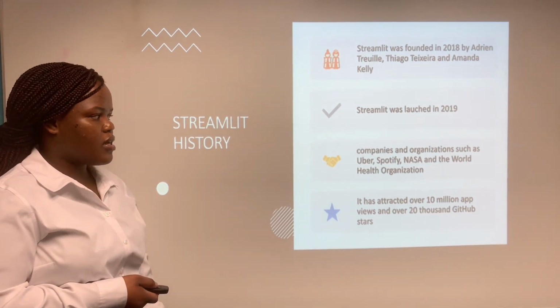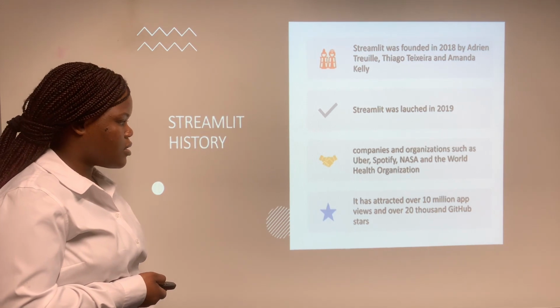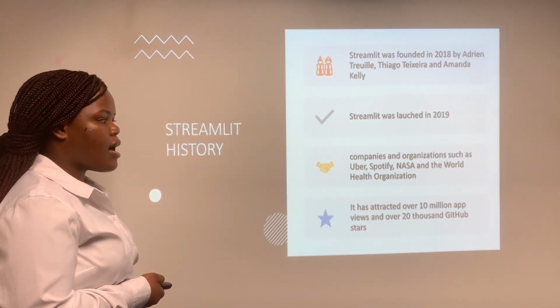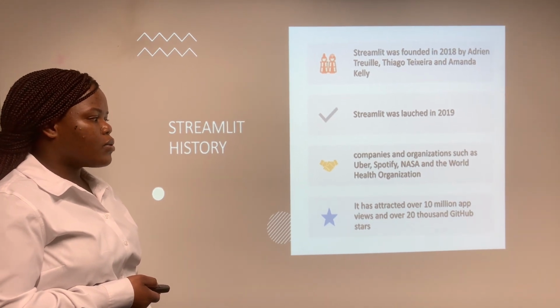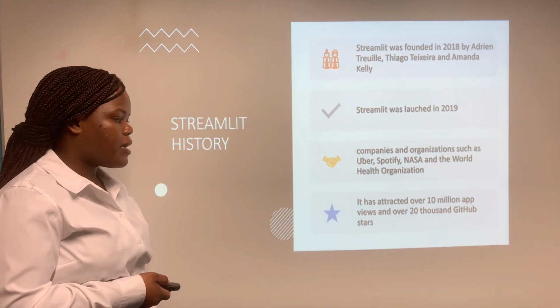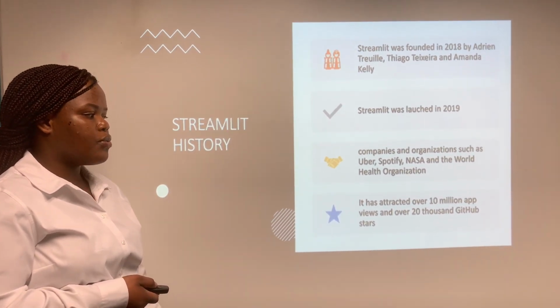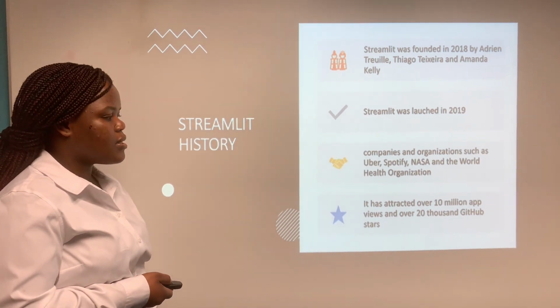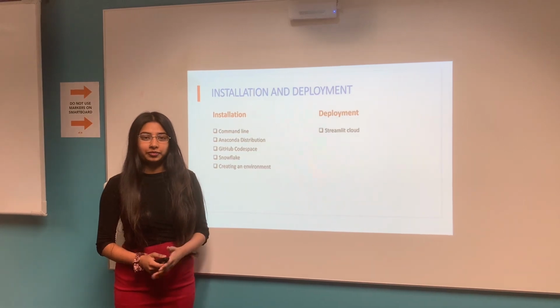And over these years, a lot of companies have actually integrated Streamlit into their system. Some of these companies are Spotify, NASA, Uber, and also the World Health Organization. And again, over this time, they have also attracted a good number of over 10 million app views and over 20,000 GitHub stars.